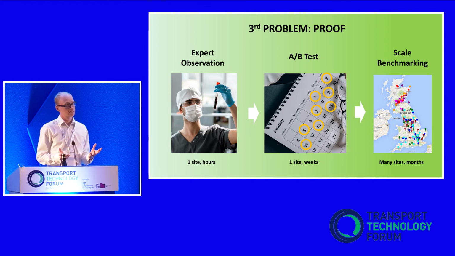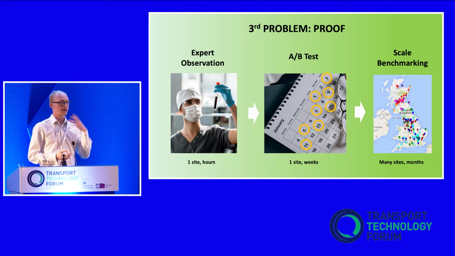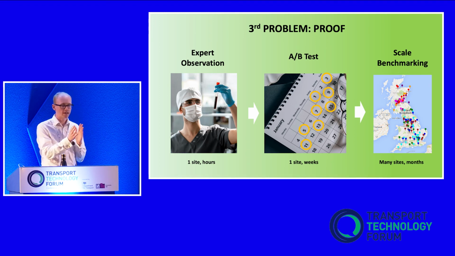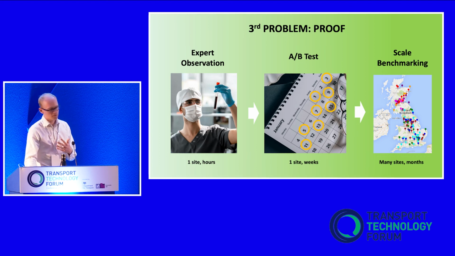So the next stage is then to look at A/B testing. Over the course of a month, a couple of months, we're going to do one day on, one day off. We're going to switch the systems up. We're going to really prove the difference between these two. That's great, but it's still only one site. And doing that at large scale is actually quite challenging. So where do you go from there?